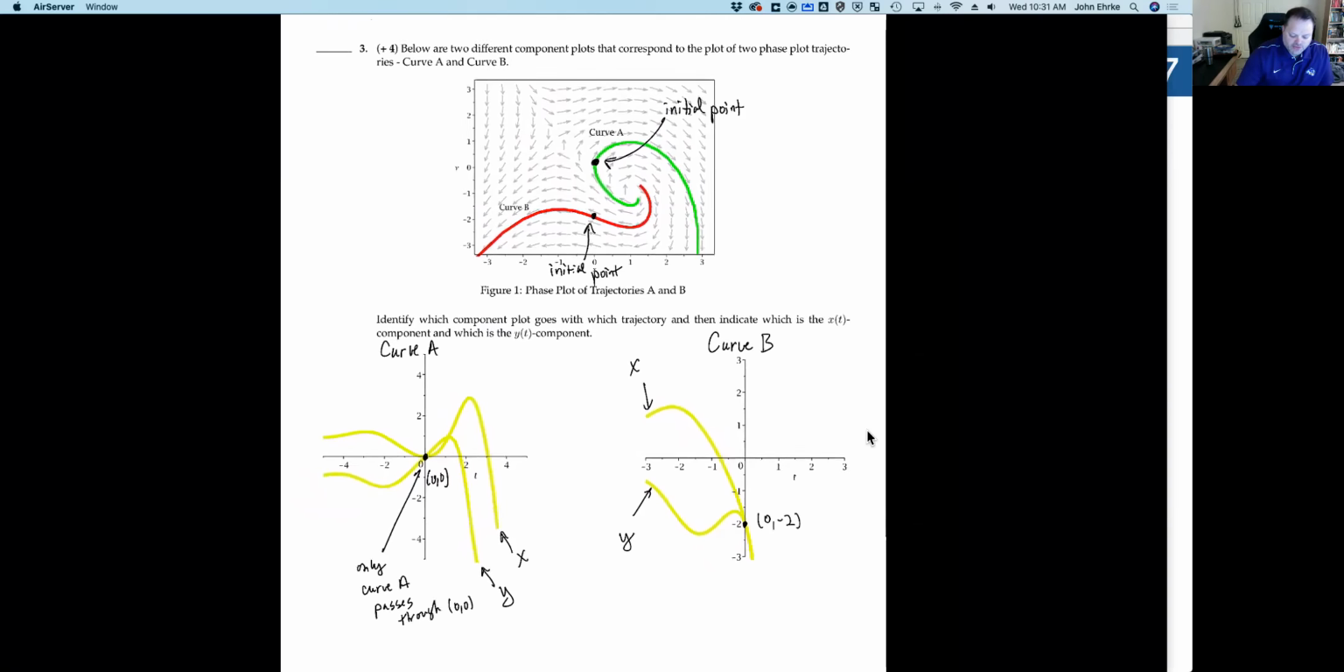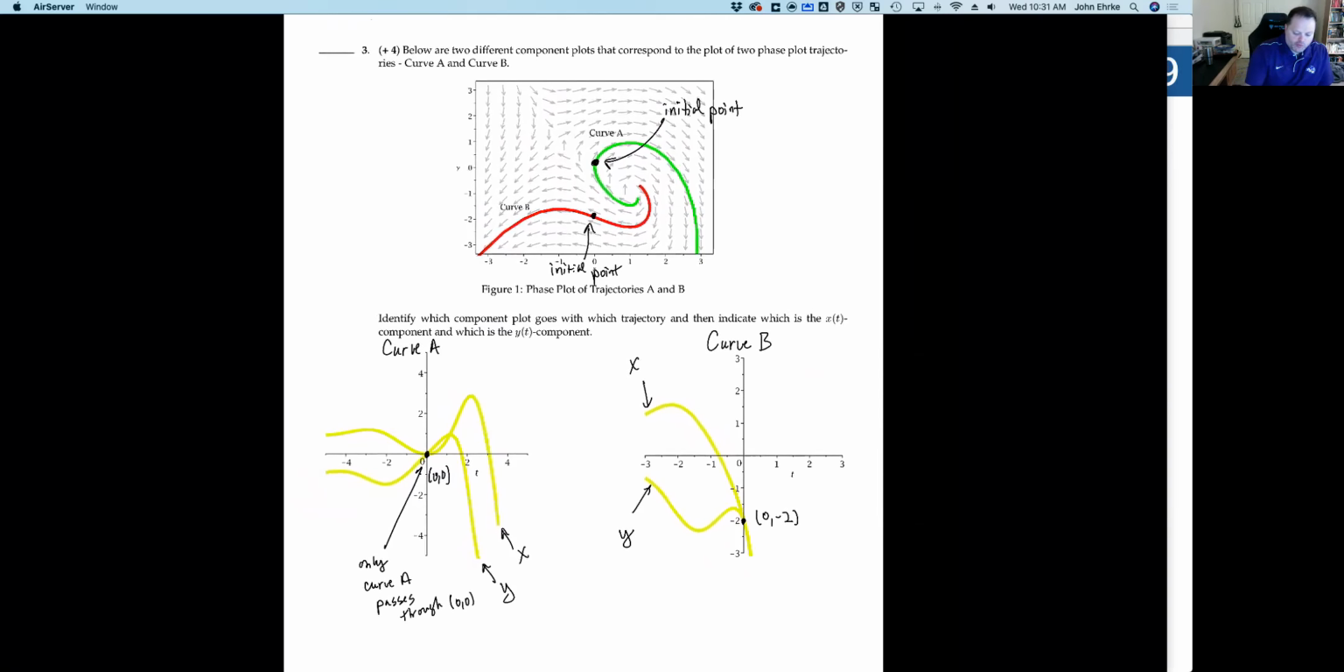Now, in terms of scoring this problem, it's worth 4 points. So I would say give yourself 2 points if you correctly identified which one goes with curve A and which one goes with curve B. And then give yourself a half a point for each correctly identified component. And that'll add up to 4. So half a point for each correctly identified component, and then 2 points for correctly identifying the curves.